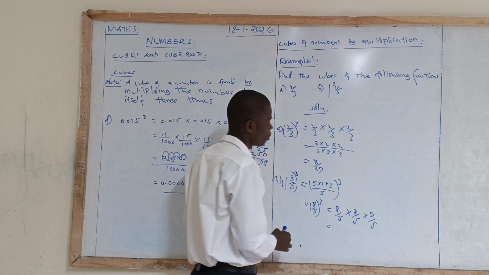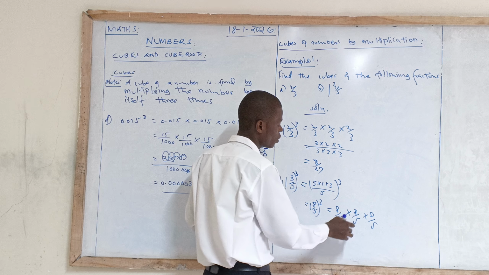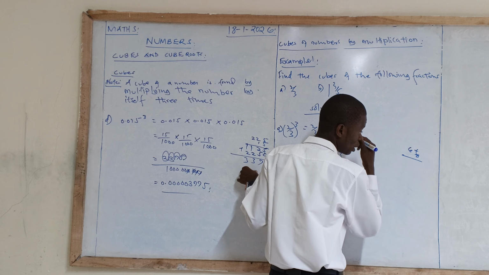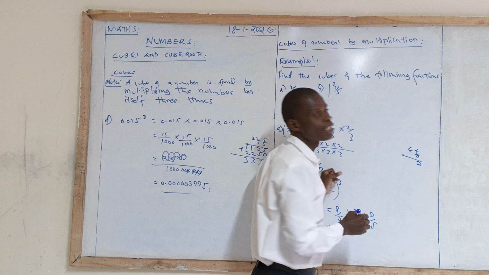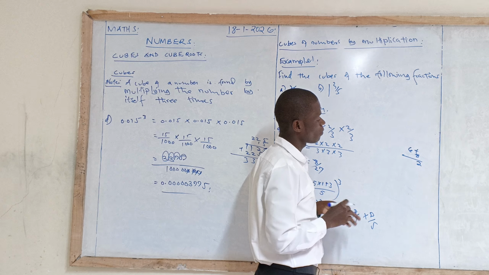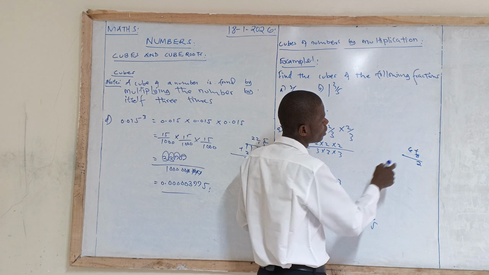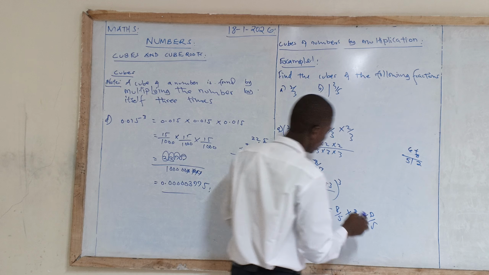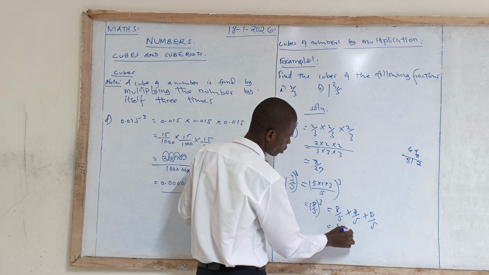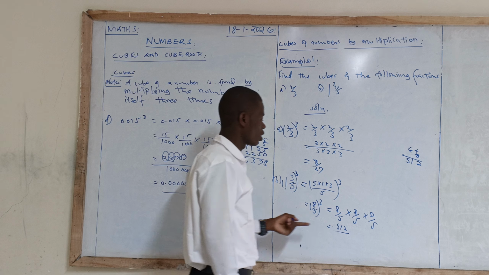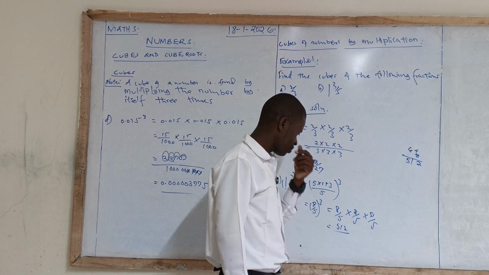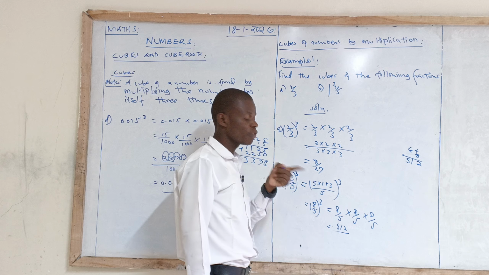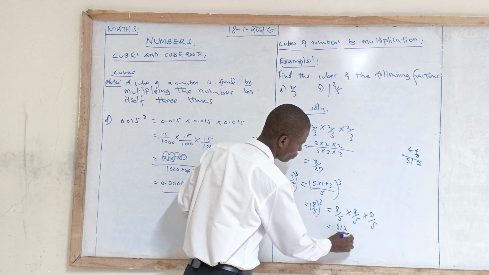So this one, what do you have? 8 times 8 is 64. So we have 64 times 8. 8 times 4 is 32, write 2, carry 3. 8 times 6 is 48, plus 3 is 51. So we have 512 over 5 times 5 times 5. 5 times 5 is 25, and 25 times 5 is 125.